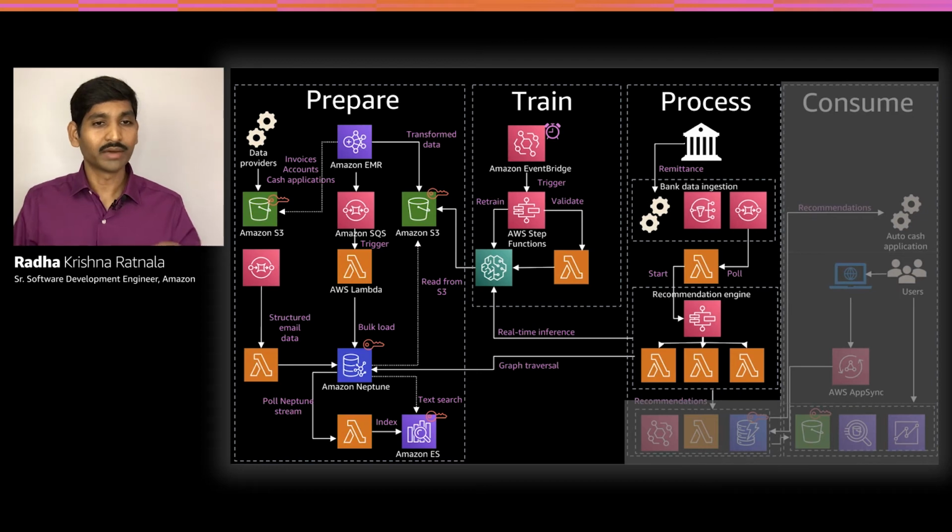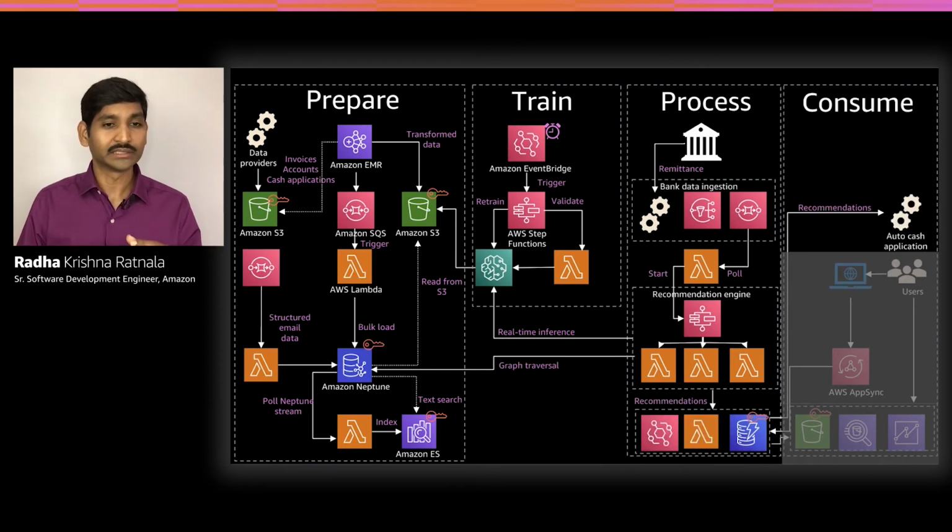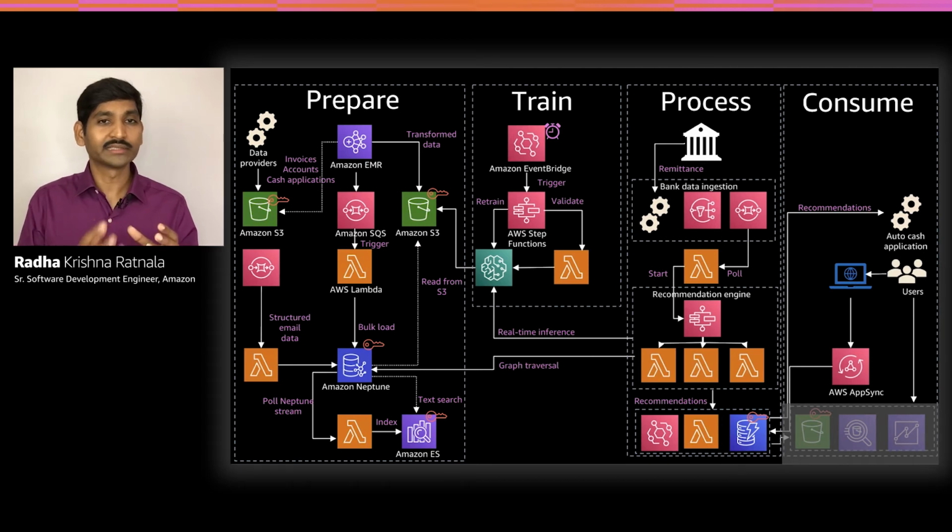So now that we have run different algorithms and accumulated the recommendations, we store those recommendations in DynamoDB and then we provide these recommendations for auto cash application if our confidence is very high. If the confidence is low, we provide these recommendations to our users, and then users can pick one of those recommendations or they may choose a completely different one.